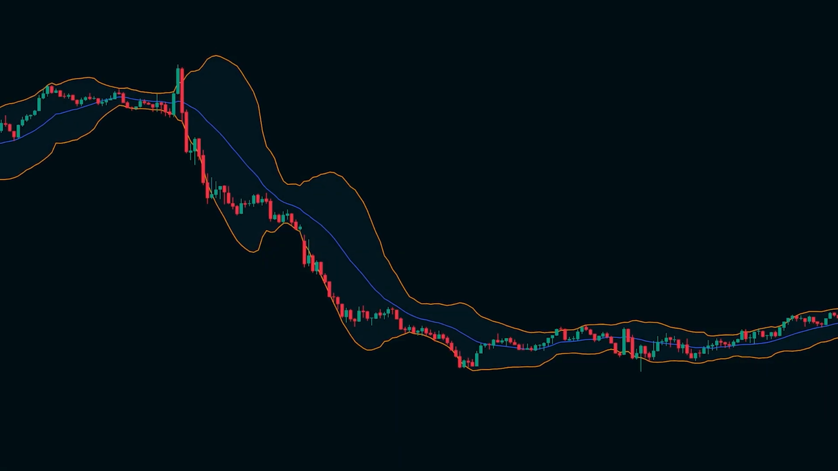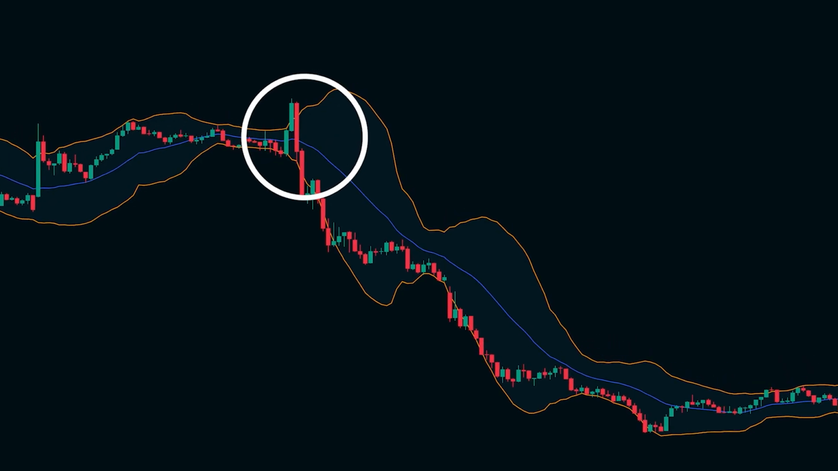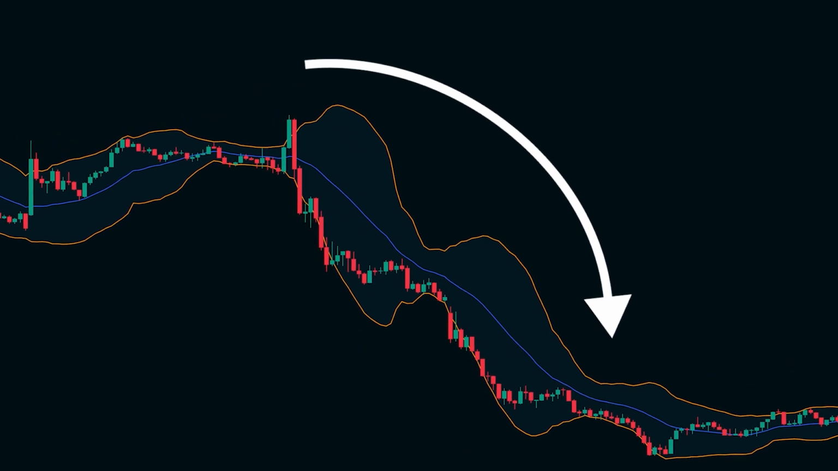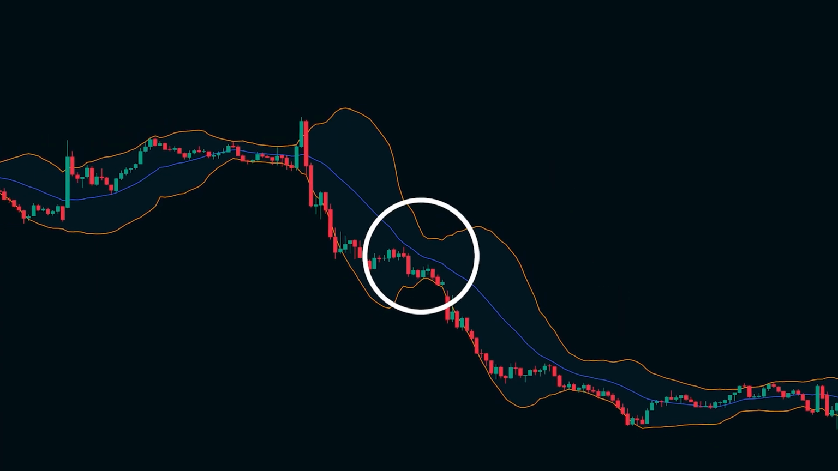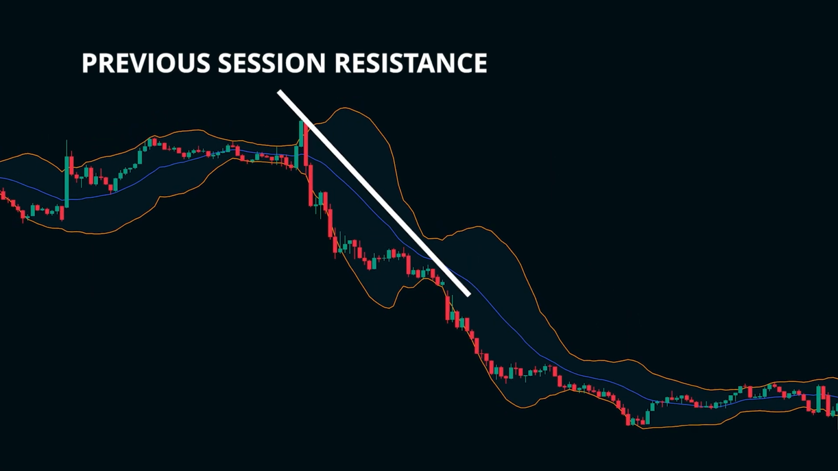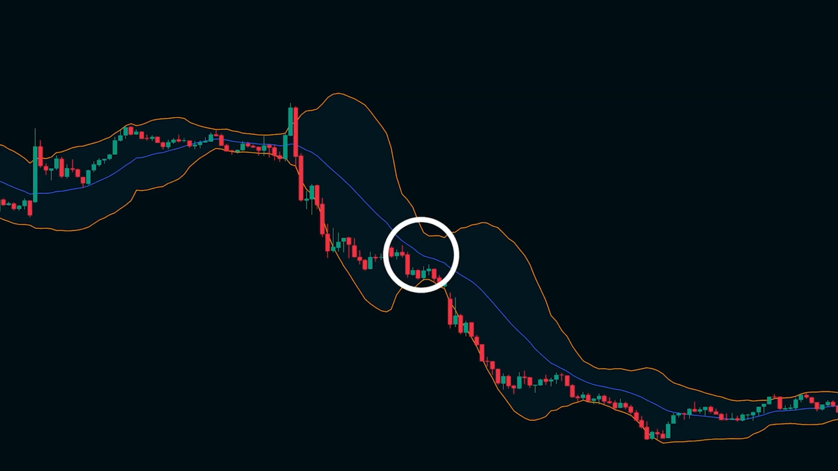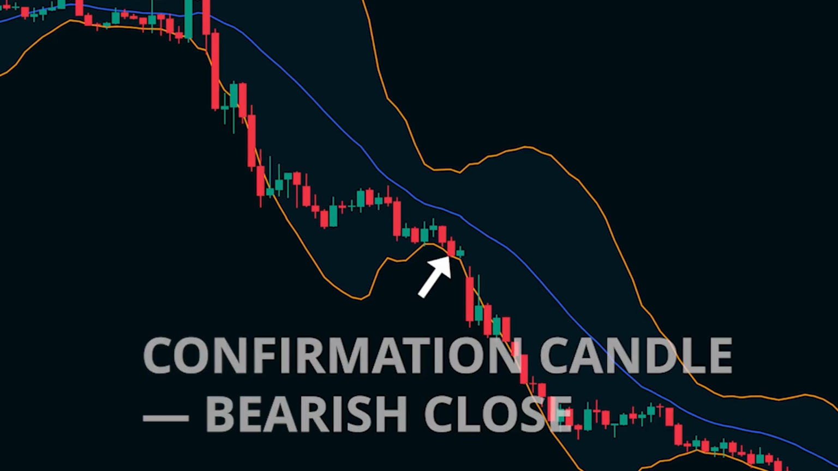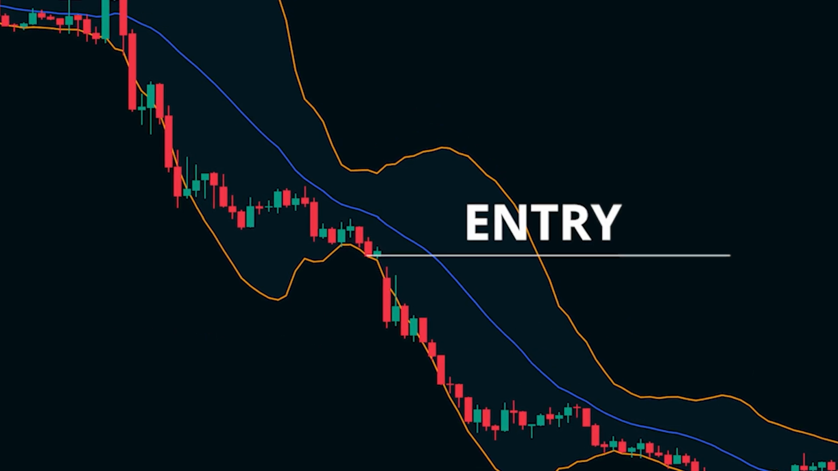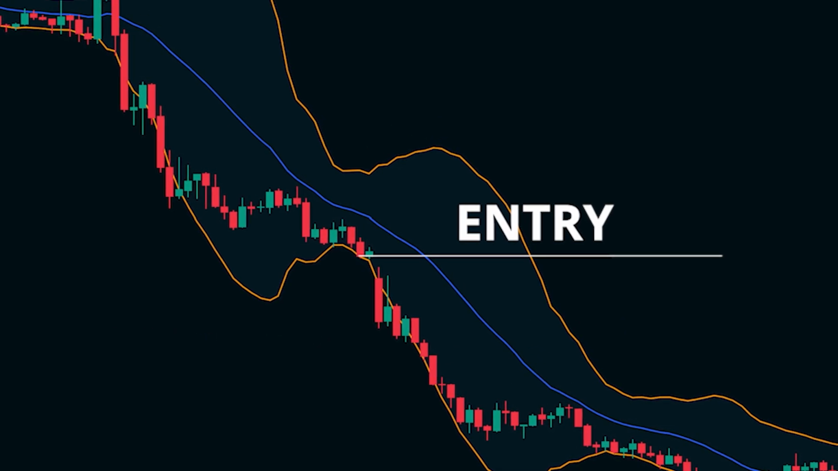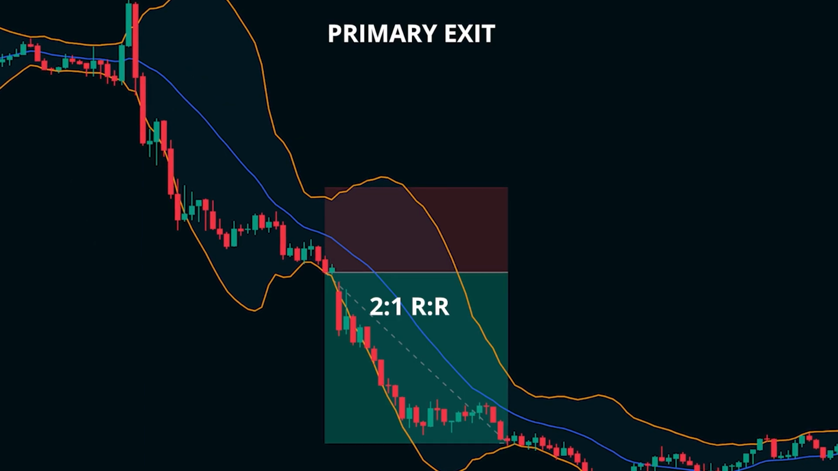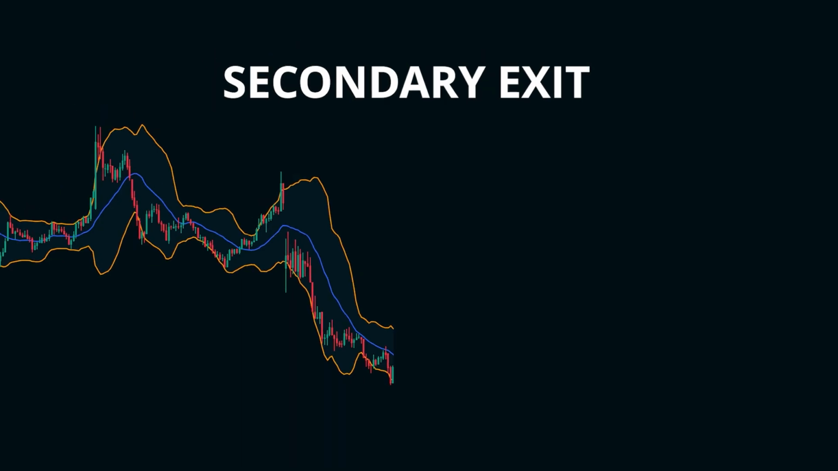The short setup works the same way in reverse. Price opens and quickly drops below the middle band, confirming the downtrend. The middle band is sloping downward. Price rallies back up to the middle band, and that level coincides with resistance from the previous session. Confluence again. Then a strong red candle closes near its lows below the middle band, giving you bearish confirmation. Entry is the close of that bearish confirmation candle. Stop loss goes above the recent swing high. Primary exit is your 2-to-1 target, and your secondary exit is the same rule.